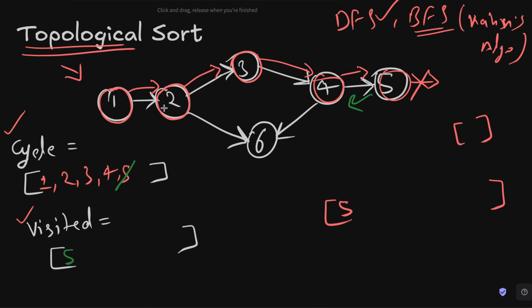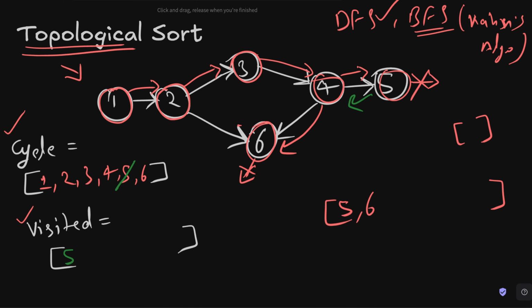Now we are on 4, and there is still one edge from 4 to 6 that we can take. So we will go from 4 to 6. We will simply add 6 in our cycle. And here in 6, we can see that there is no outgoing edge. There are two incoming, but there are no outgoing edges. It means that we can take 6 by itself. So we are going to put 6 in our topological sort. And with that, the 6th node is also done.